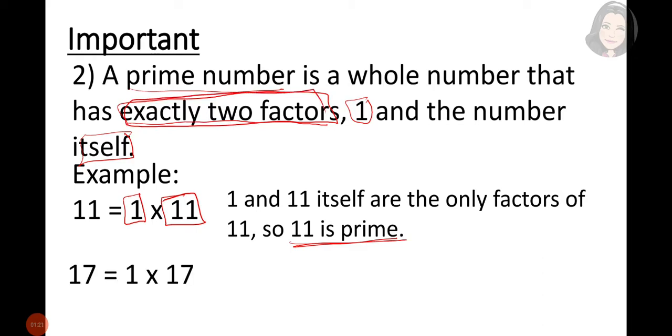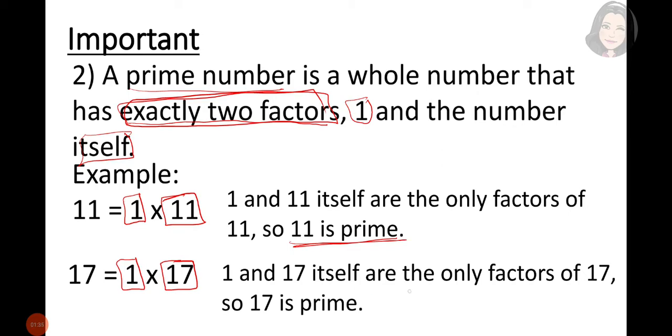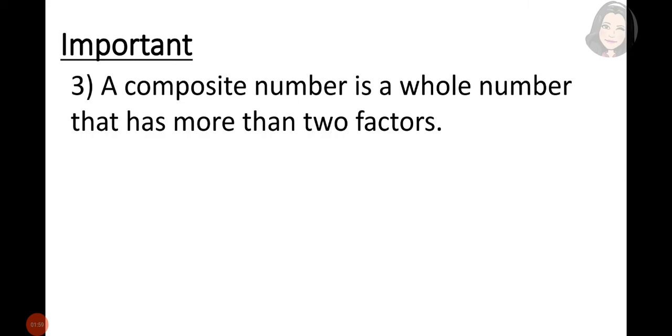Now let's move on to the next number, which is 17. What are the factors of 17? The only factors I can multiply together to get 17 is 1 and 17. What does this mean? 1 and 17 itself are the only factors of 17. So 17 is a prime number. 11 and 17 are prime numbers because they have exactly two factors. One of the factors is the number 1 and the other factor is the number itself. 11 is the same, it's the number itself. 17, it's the same, it's the number itself.